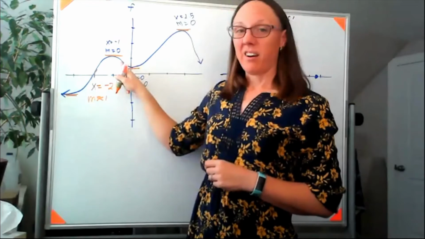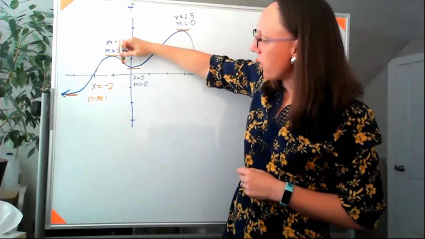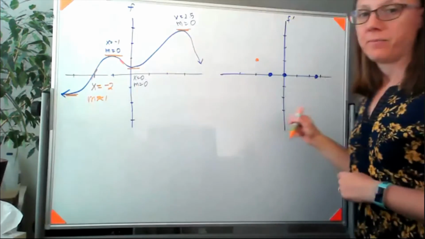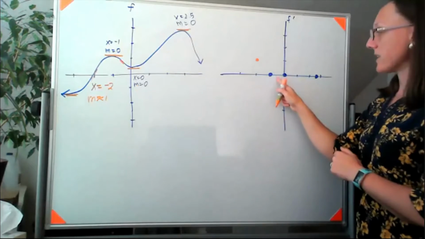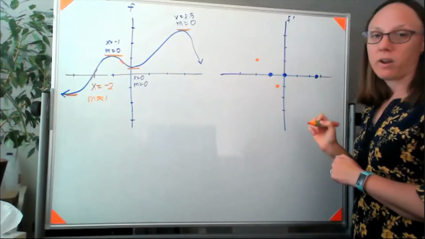Now right in here at x equals -1/2, I'm looking at a slope of about -1. So if I come over here to x equals -1/2, that slope is about -1.